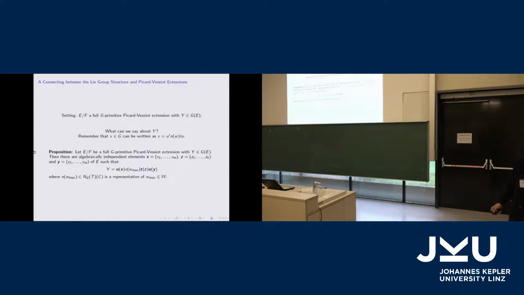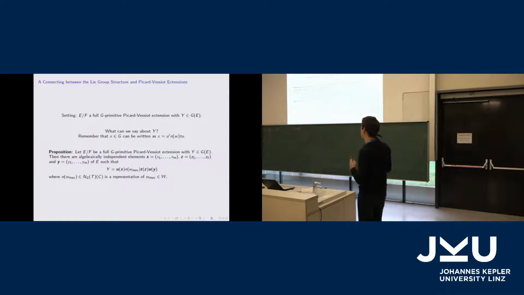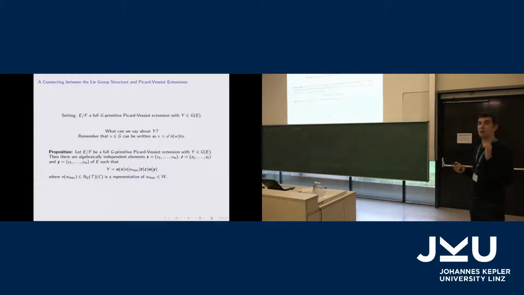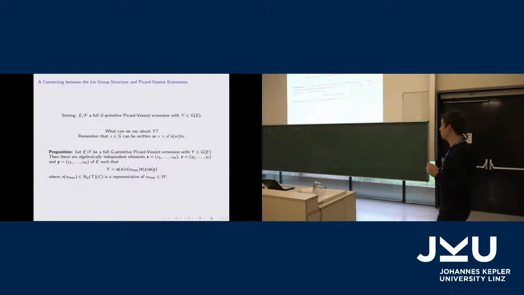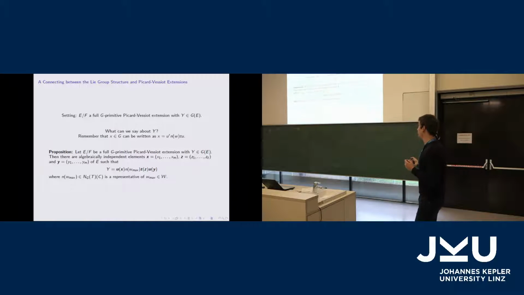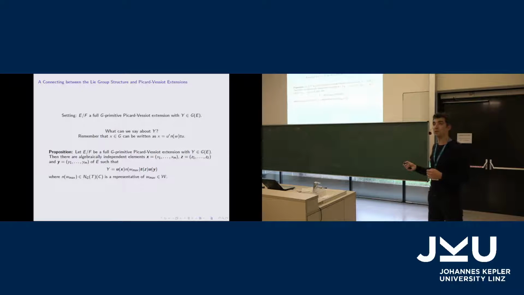Okay, so we want to focus on specific kinds of Picard-Vessiot extensions. What do I mean by a full G-primitive Picard-Vessiot extension? I mean a Picard-Vessiot extension whose differential Galois group is the full group G, which is generated over F by a matrix Y, and the logarithmic derivative of this matrix Y should lie in the Lie algebra with entries in the field F.